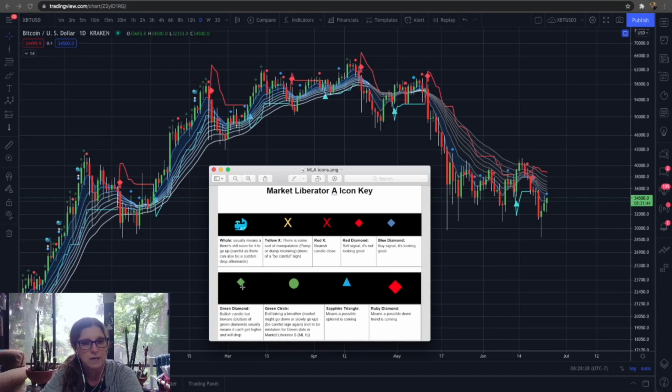Also, these little green diamonds mean it's a bullish candle, but beware. Clusters of green diamonds usually mean that it can't go higher and it may drop. So let's take a look at this right here. We had a whale. We had a cluster of green diamonds. Then we had a red diamond. We see that the trend is changing. And we got a huge, bigger red diamond. So all of that combined is telling you that a possible correction is coming.